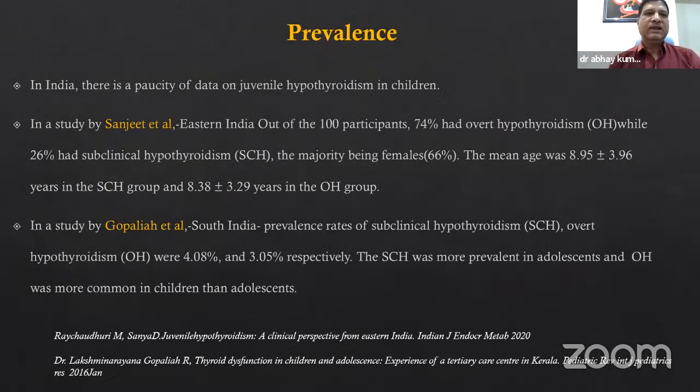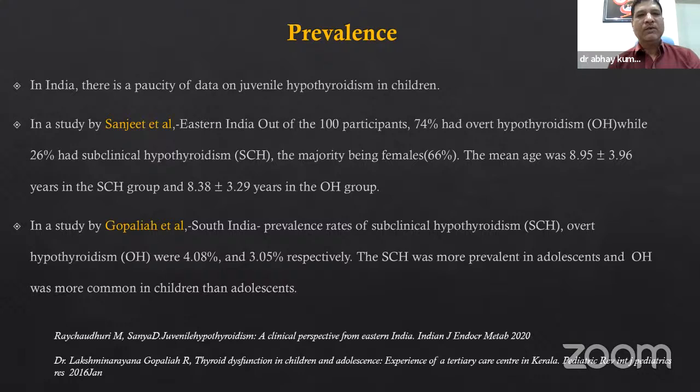If we look at the prevalence in India, there is data on juvenile hypothyroidism in children from two studies. From Eastern India, Sanjit et al. took almost 100 participants who were detected as hypothyroid. Out of that, 74% had overt hypothyroidism and only 26% had subclinical hypothyroidism. Close to 66% were female. The average age of presentation was 9 plus minus 3 years, and in the overt hypothyroid group it was 8 plus minus 3 years.